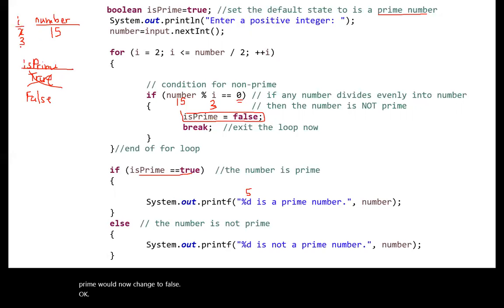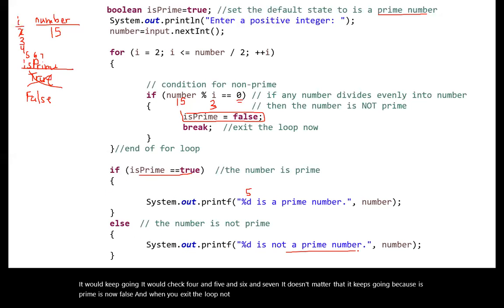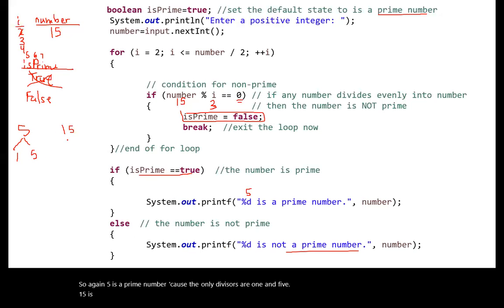It would keep going. It would check 4 and 5 and 6 and 7. It doesn't matter that it keeps going because isPrime is now false. And when you exit the loop, not true, so false, so it says it's not a prime number. So again, 5 is a prime number because the only divisors are 1 and 5. 15 is not prime because you can find a number other than 1 that goes into it. So all this does is check all the numbers up until half.